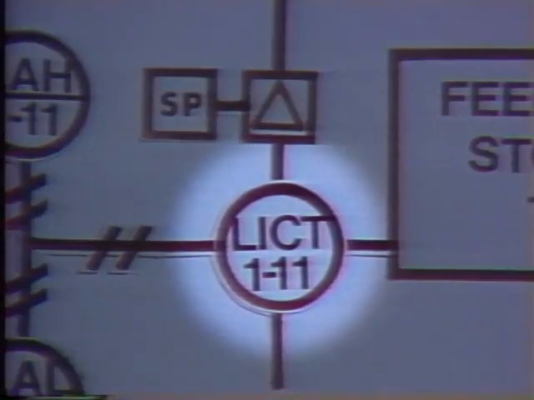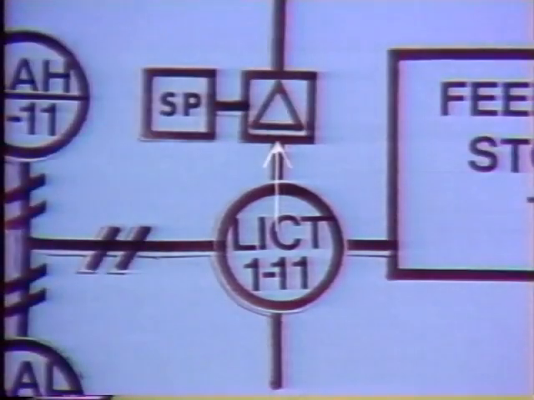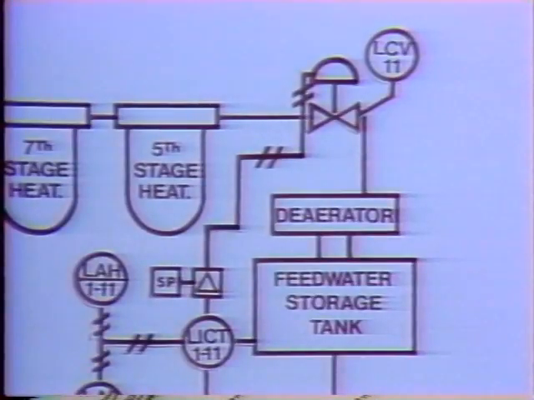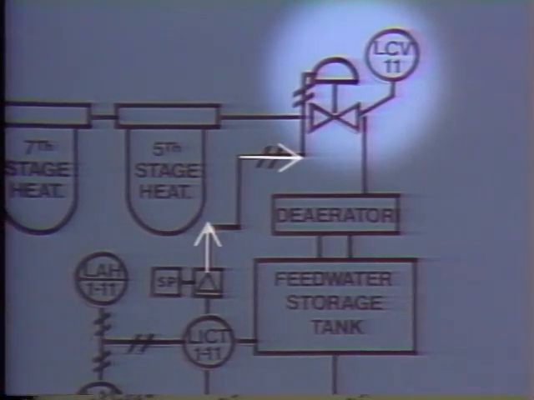The float device and transmitter measure the actual level of water in the feed water storage tank, and the transmitter sends a signal proportional to the actual level to the comparator. The comparator compares both signals and determines if there is any difference between them. If there is a difference, the comparator generates an error signal that is proportional to the difference between the set point and the measured variable. In this case, the error signal is pneumatic and operates the air-operated control valve LCV11. The signal causes the valve to be repositioned to correct the error.